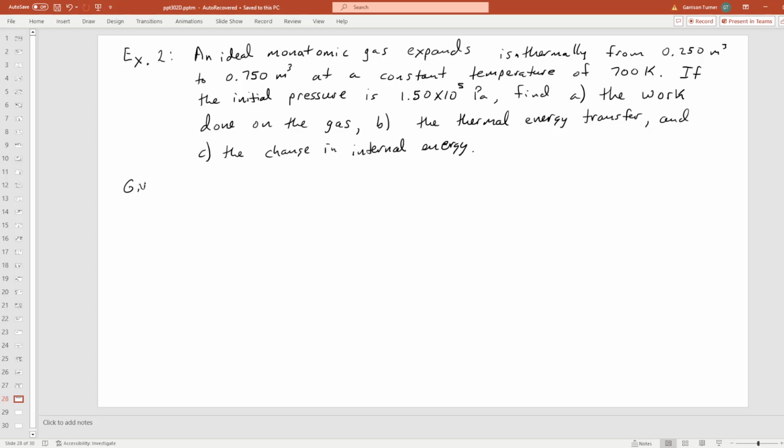So once again, kind of writing out our givens here, okay? So number one, we know that this is an isothermal process, right? So our temperature is constant at 700 Kelvin. We know that our pressure, and this is the initial pressure, is 1.5 times 10 to the fifth pascals. And we know our volumes.